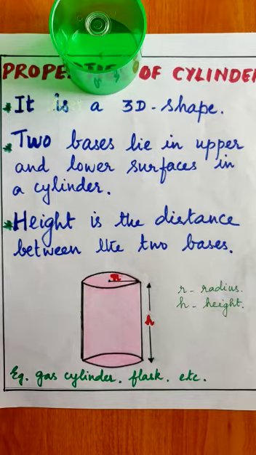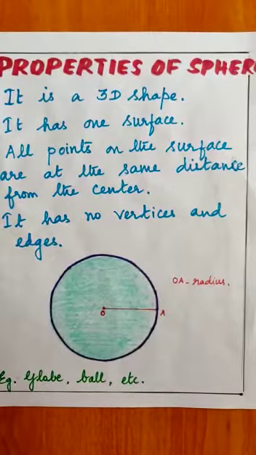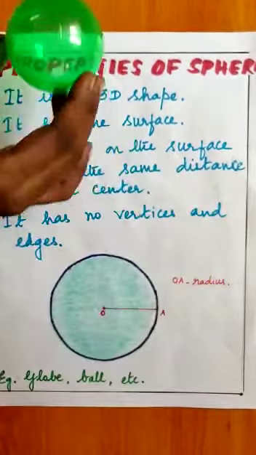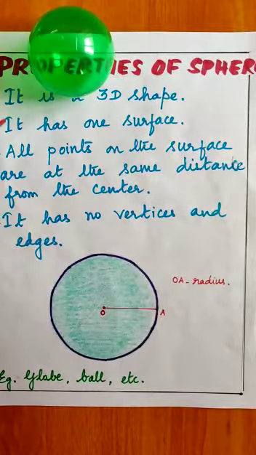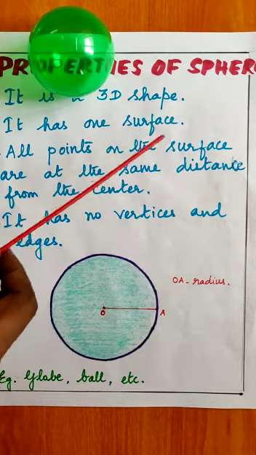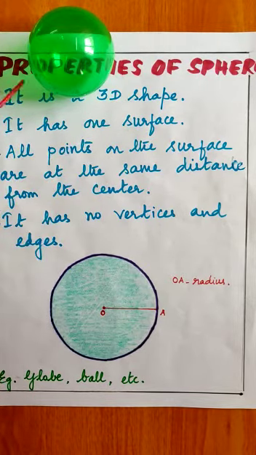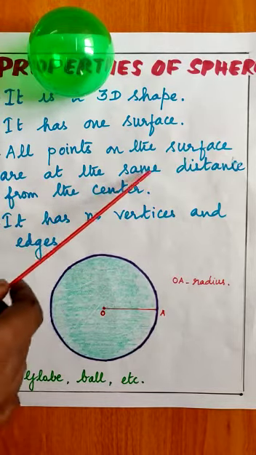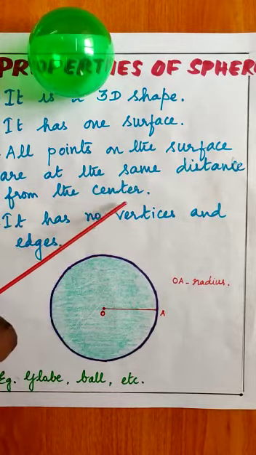Now coming to the examples, a gas cylinder, flask, all these are in the shape of a cylinder. Next we'll see the properties of sphere. Can you see a sphere? Yes. Sphere, it is a 3D shape. It has one surface. It is a single surface. All points on the surface are at the same distance from the center.